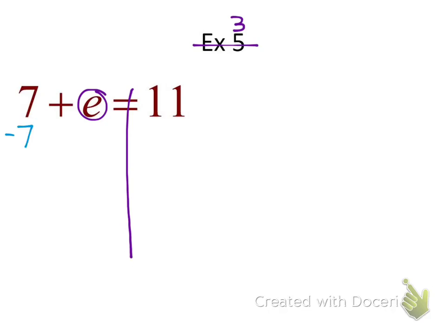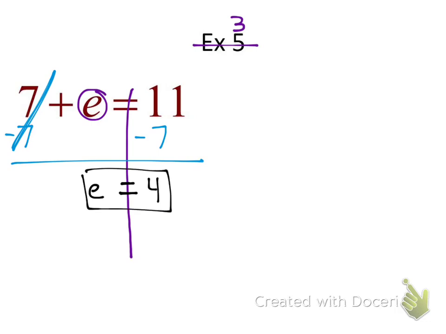And then I saw on your work, whatever you did to one side, you went ahead and did to the other. I show that my 7s cancel. I bring down my variable E, my equal sign on my line of equality, and then I just take 11 minus 7. And because it's my final answer, I box the entire thing. I don't just box the 4. I'm boxing E equals 4, because that's my complete answer.